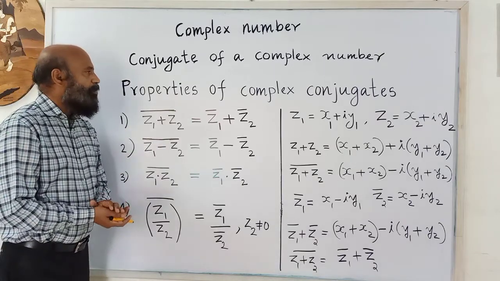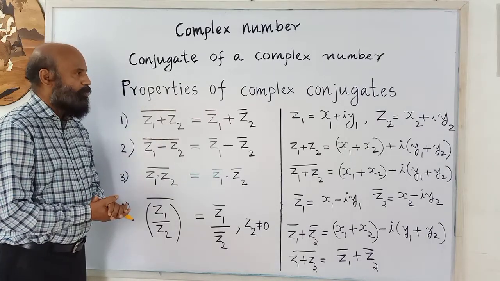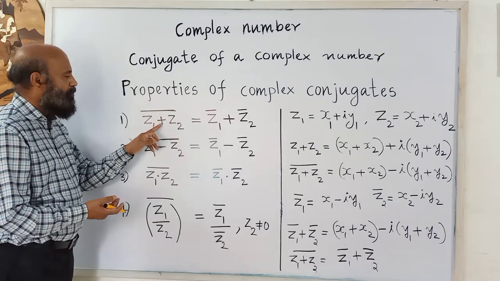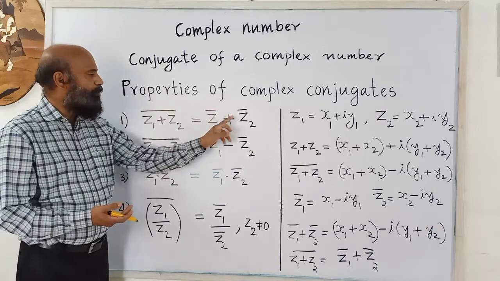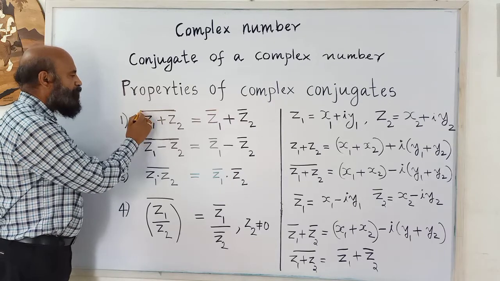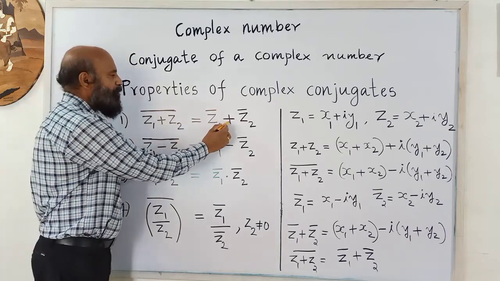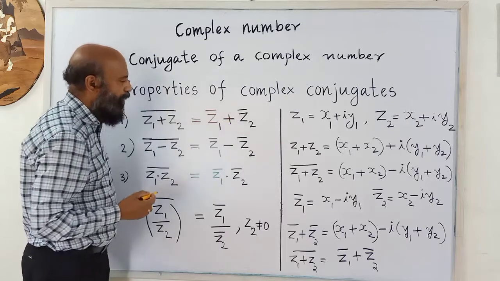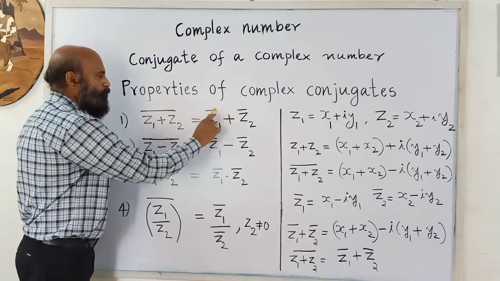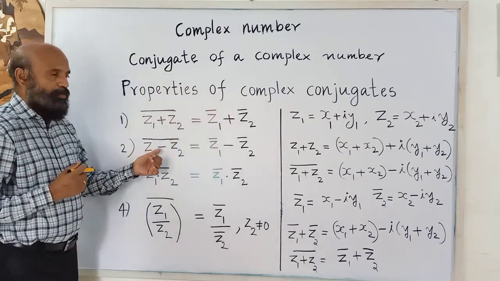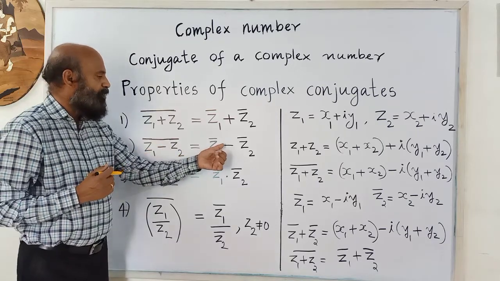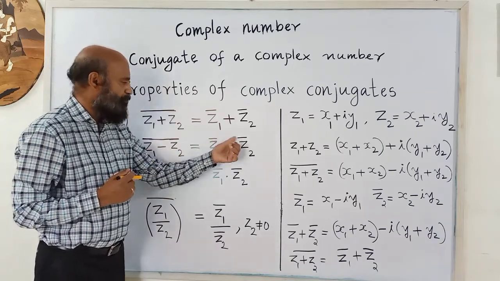Now let us see some of the properties of complex conjugates. Here, the conjugate of the sum is equal to the sum of the conjugates. On this side you are adding, then finding the conjugate. On this side, first you are finding the conjugate and then adding. So the conjugate of the sum is equal to the sum of the conjugates. Similarly, here it is the difference. Conjugate of the difference is equal to the difference of the conjugates.